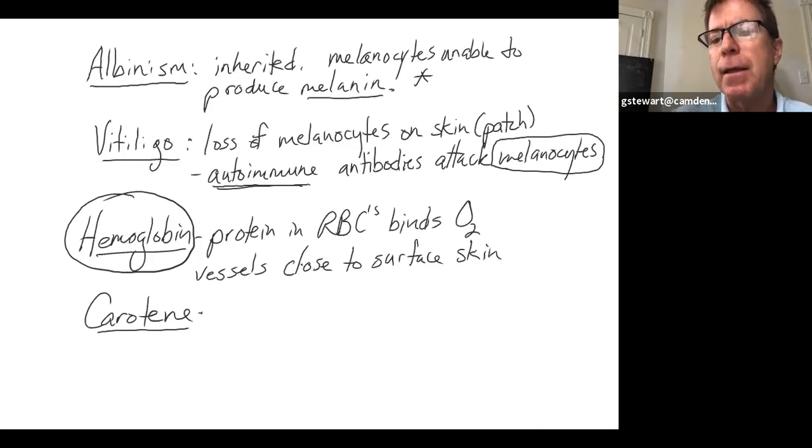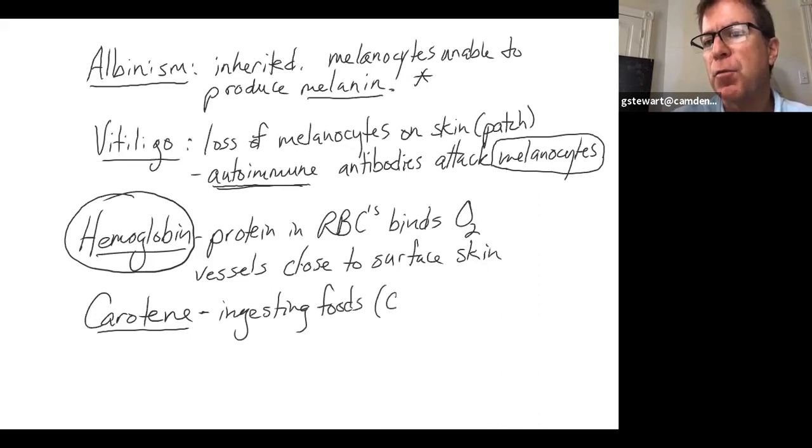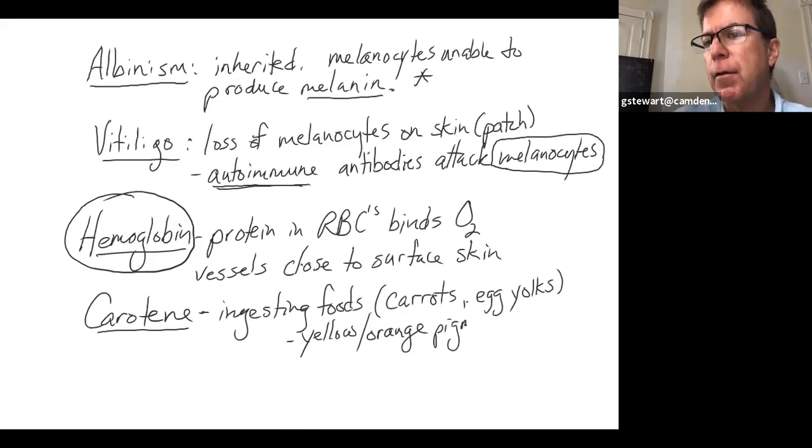Carotene is not made in the body. We obtain it by ingesting foods that have the pigment in it. Carrots, of course, get their name because they're high in carotene, but egg yolks also have carotene in them, and it's a yellow-orange pigment. And this shows up particularly in fair skin.